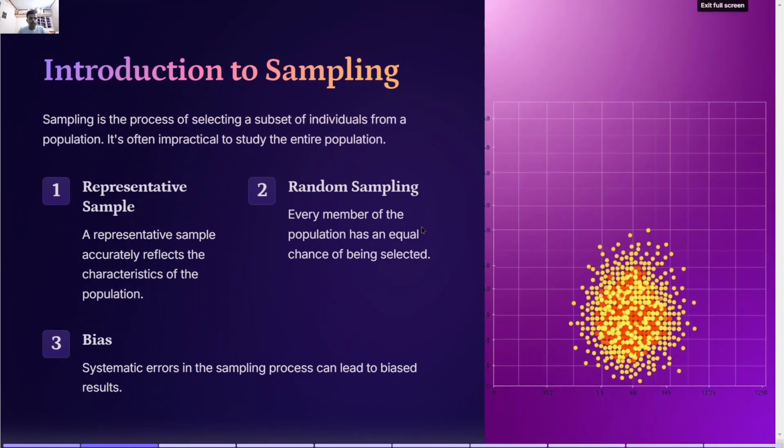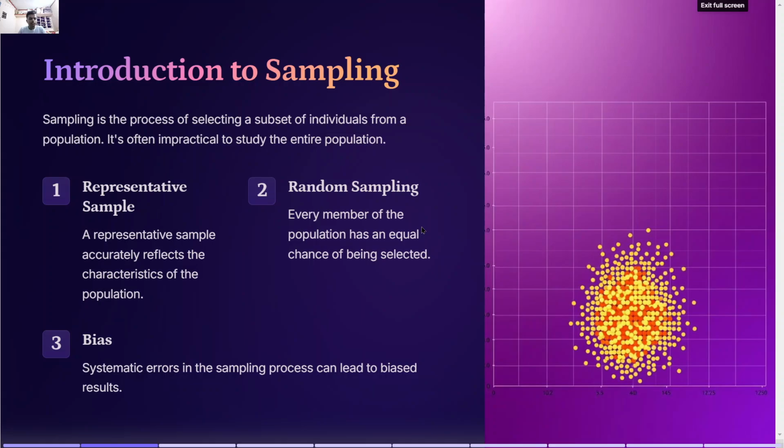At first, introduction to sampling. Sampling is the process of selecting a subset of individuals from a population. It's often impractical to study the entire population, which means a sampling distribution represents the distribution of statistics, like a mean, calculated from multiple random samples drawn from a population. It shows how sample statistics vary and helps estimate population parameters, key for statistical inference. Sampling distributions enable predictions about population characteristics from sample data.